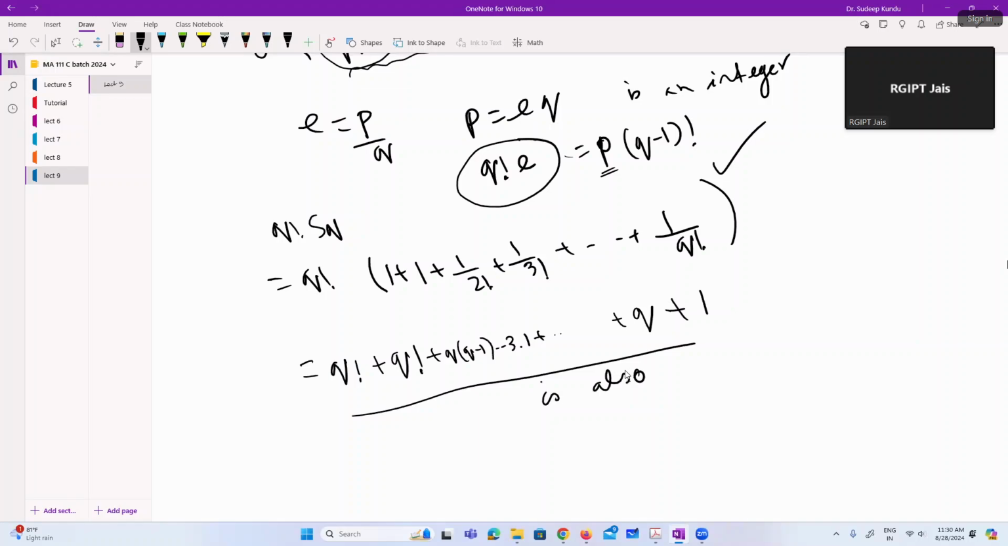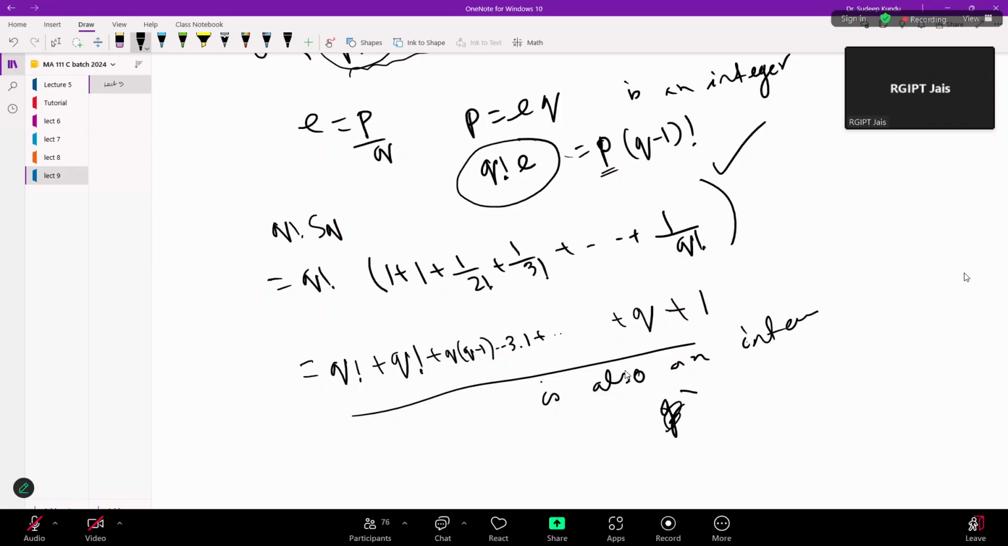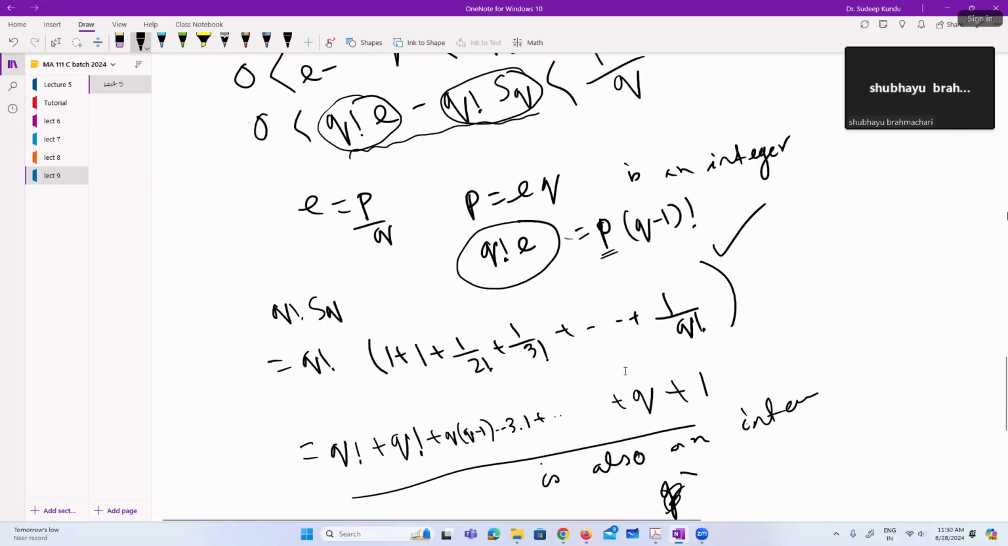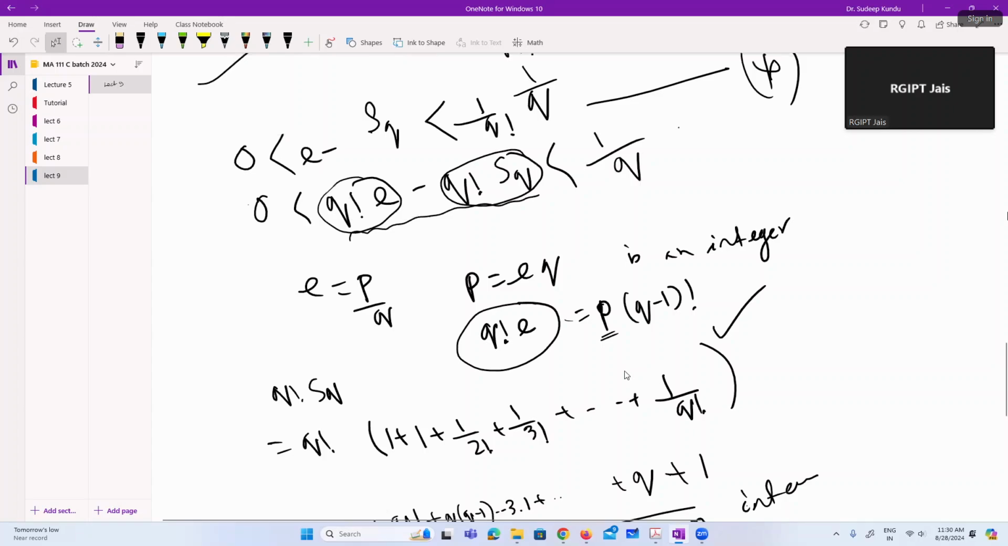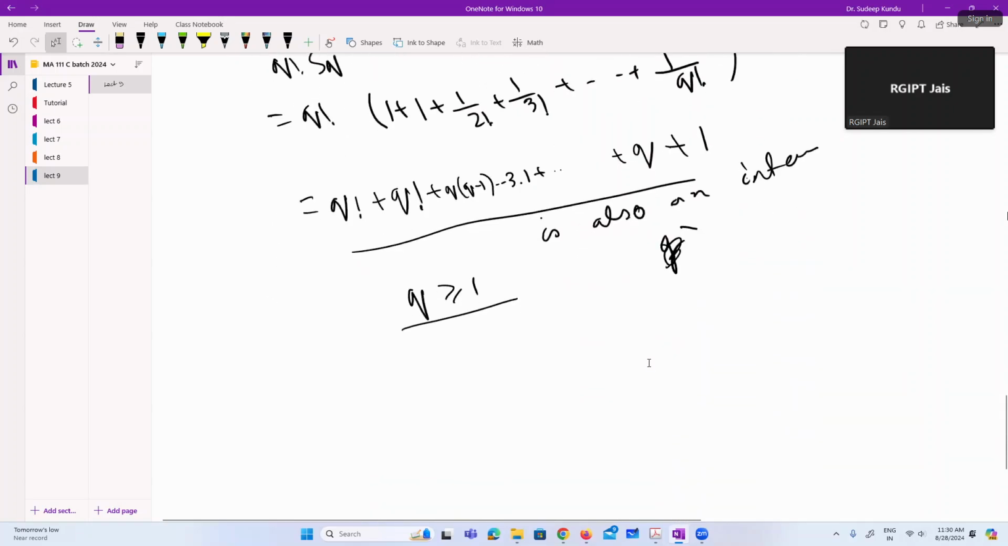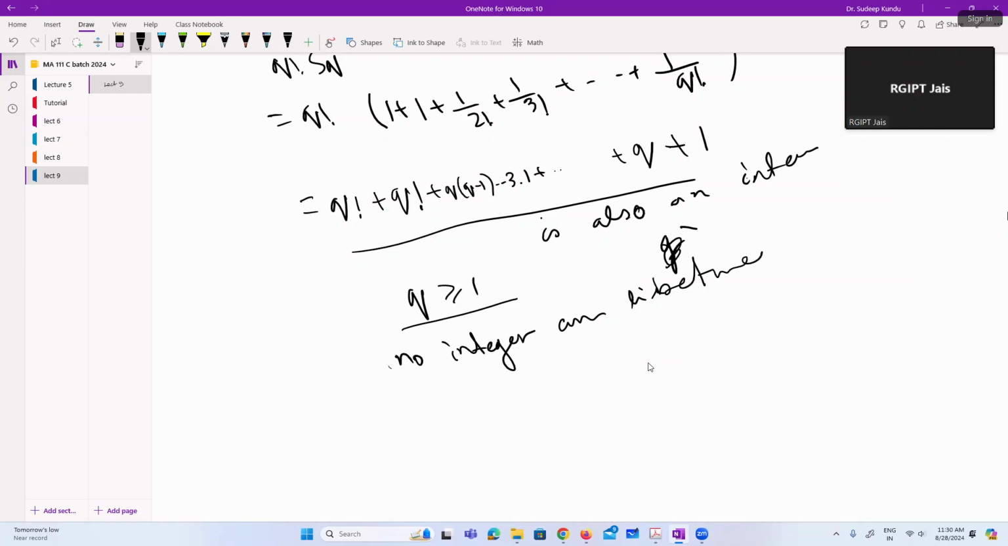This is also an integer, and q is greater than or equal to 1. So what will happen? The difference of two integers can't be a fraction. This is an integer, this is an integer. So no integer can lie between 0 and 1. Is it clear? Yes, sir. So a contradiction. No integer can lie between 0 and 1.